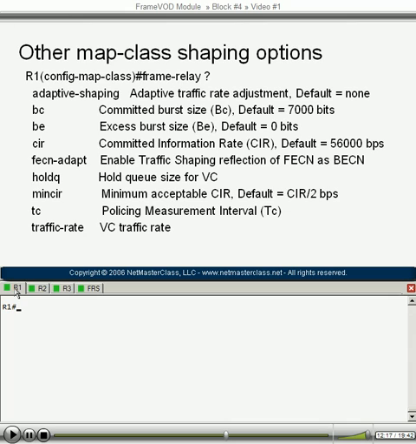The traffic rate syntax allows us to set CIR and EIR, excess information rate. EIR is the peak rate. Here is how it would be configured in IOS.